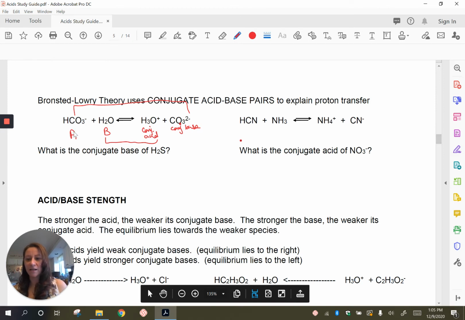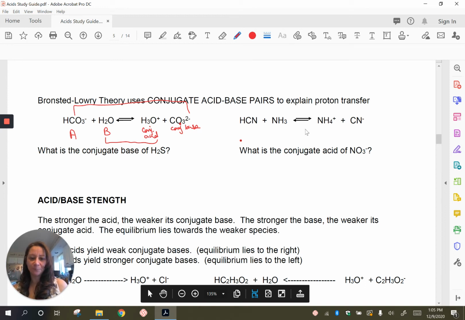So let's look at this again. The acid and the conjugate base, they look exactly the same, except the acid has an extra H plus. Let's look at the base and the conjugate acid. The base and the conjugate acid look exactly the same, except the acid has an extra H plus. So the acid portion will always have an extra H plus. So you have an acid with its conjugate base and a base with its conjugate acid.